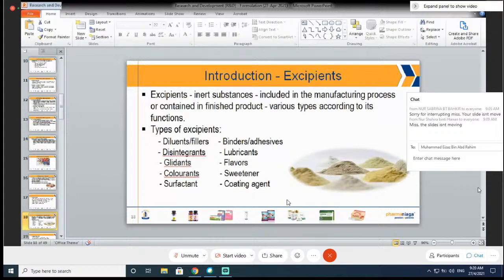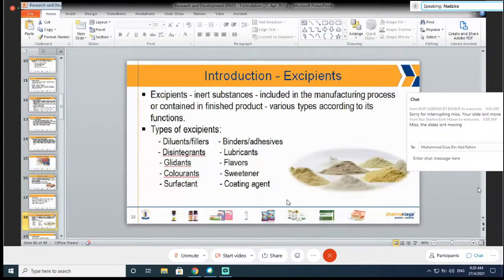Next, besides the API, we also need to focus on the excipient. What is an excipient? Excipients, or inactive ingredients, are inert substances which are included in the manufacturing process or contained in a finished product. There are various types of excipients used in tablet formulation according to their function, such as diluent or filler, disintegrant, glidant, surfactant, coating agent, lubricant, and binder.